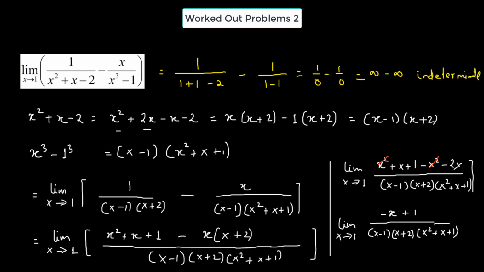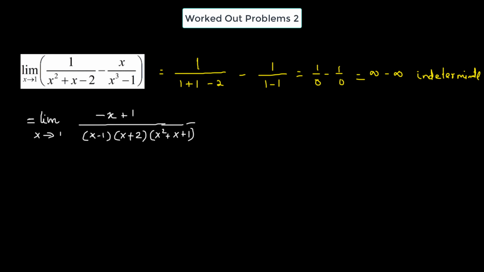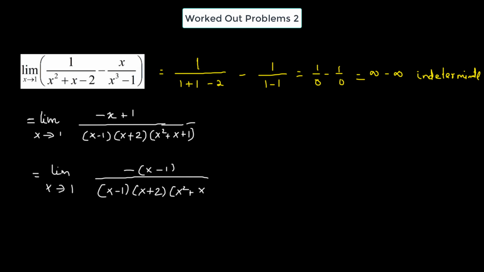Now what we have is, let me clear the board. So we can rewrite the numerator by taking -1 as the common factor. So we have negative of x minus 1 divided by x minus 1 times x plus 2 times x squared plus x plus 1. Now we're going to do the direct substitution by replacing the value of x with 1. So that gives us 1 minus 1, so that gives us a 0 in the numerator.